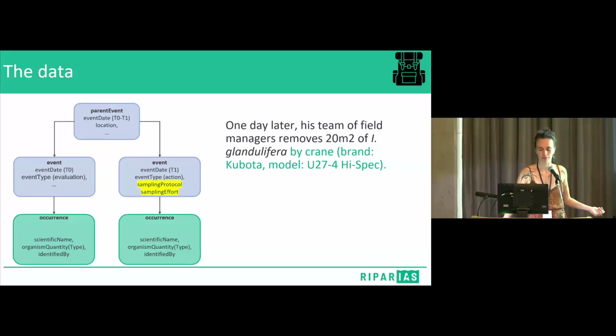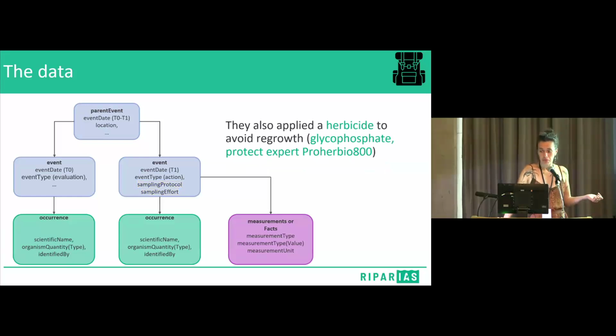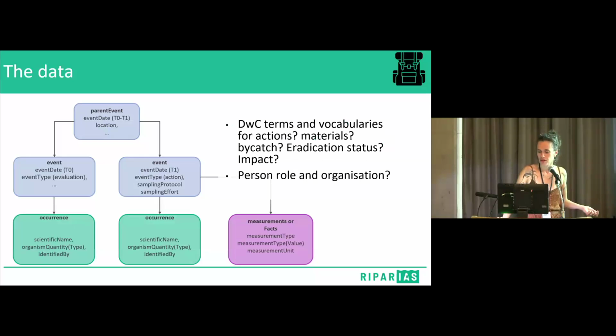Then maybe they also apply the herbicide to avoid regrowth. I don't know if they do that with impatiens, but it's just a hypothetical example. So the list gets longer and longer and longer, and you can also use the measurement or facts extension, which is an option. But in my opinion, it's not the nicest way to represent the data in Darwin Core. So I just touched upon the problem.